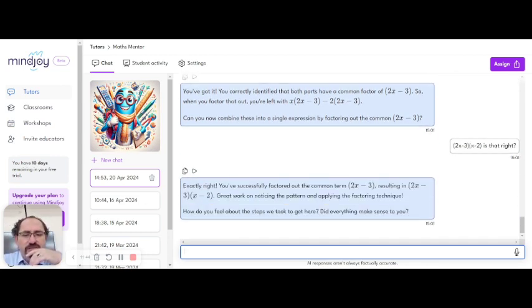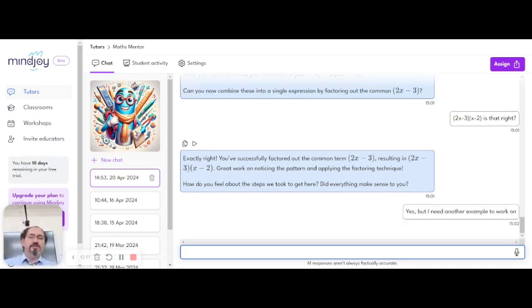Exactly right. You successfully factored out the common term, great work on noticing the pattern and applying the factoring technique. How do you feel about the steps we took to get here? Did everything make sense to you? Well, yes. Probably a student would say yes, but I need another example to work on. Let's see.